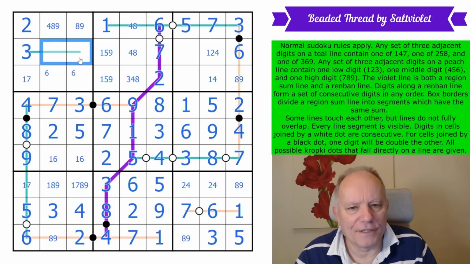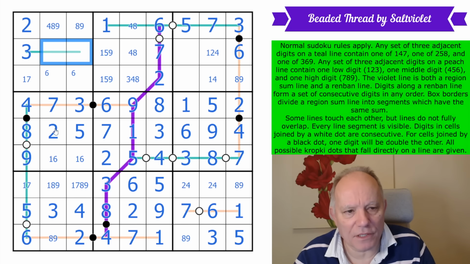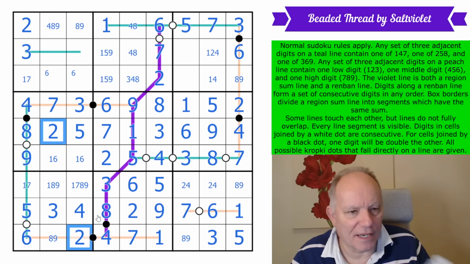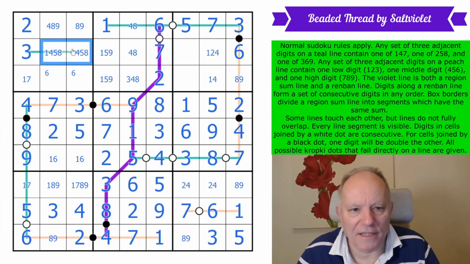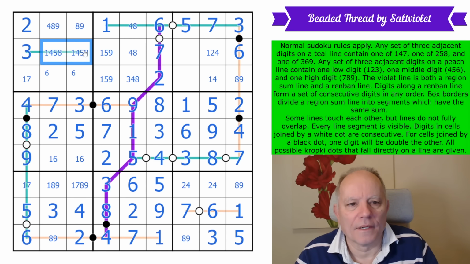Now, the other two digits on the line are a 1 or a 4 and something that's not a 2 from 2, 5, 8. So they're from 1, 4, 5, 8. And we need a 9 in the row, either there or there.